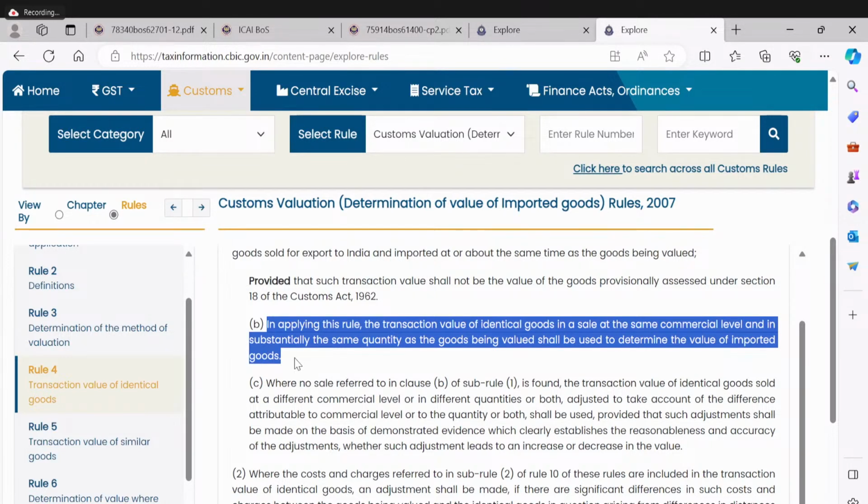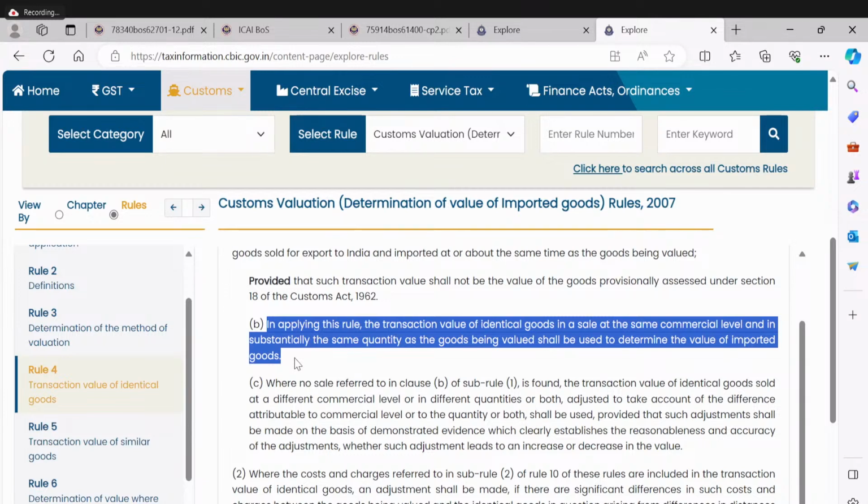So the commercial level at which the two producers are, in case the goods have been procured from two different producers, or if they are from the same person who is producing them, then the commercial level should be the same. Similarly, in the same quantity.